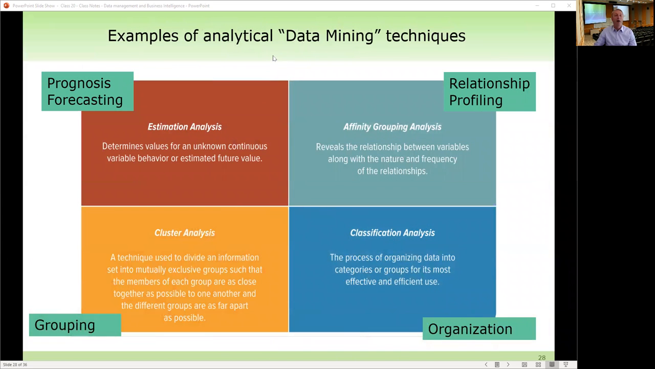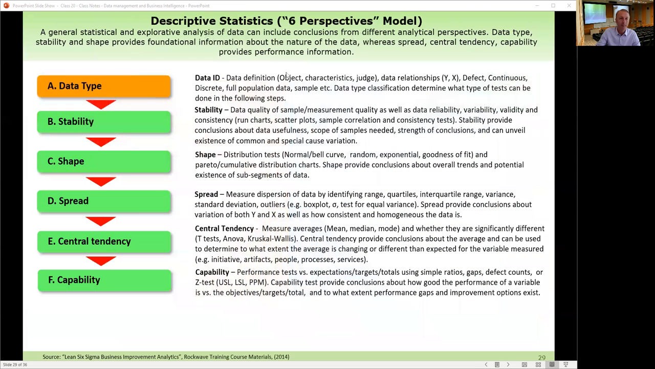In the textbook, there are a couple of examples of types of analytical techniques used in different situations. So if you want to read more about a couple of the analytical techniques we're using, you can read about estimation analytics, affinity grouping analytics, cluster analytics, and classification analytics. So that's a couple of examples that are more detailed in the textbook.